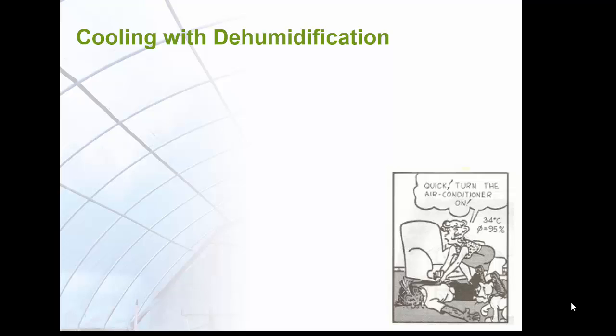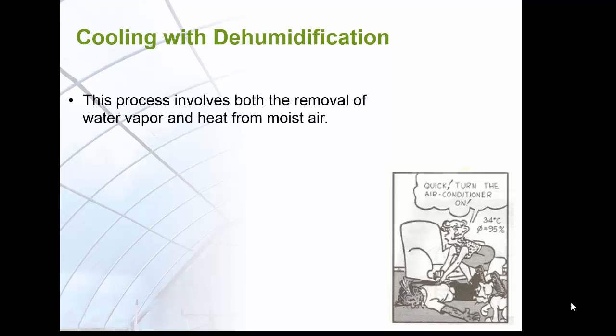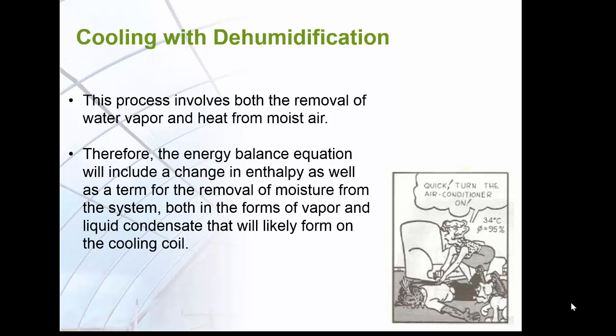Another example psychrometric process, or air conditioning process, is cooling with dehumidification. This process involves both removal of water vapor from the system and heat from the moist air. Therefore, the energy balance equation must include a change in enthalpy as well as a term for the moisture removal from the system, and they are both in forms of water vapor and liquid condensate that will likely form on the cooling coil.